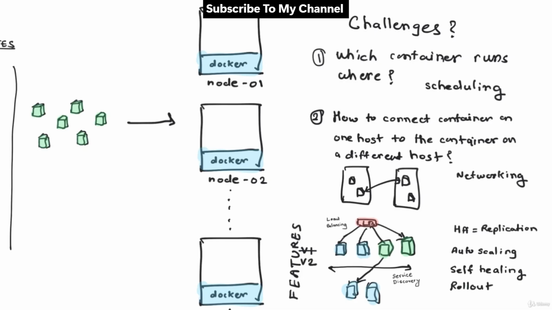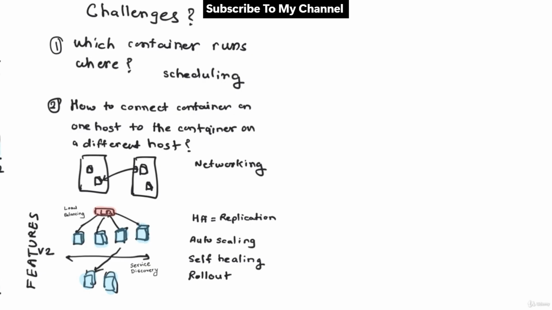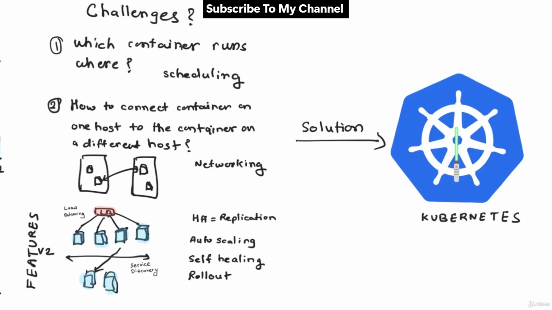And you also want to solve the problem of rollouts. How do you go from one version to another? And when you want to do that, you might want to define a deployment strategy. Let's say you do it in batches, one at a time, and so on. So your application rollout. So all of these features would be desired in a production-like environment. And how do you set that up? As you might have guessed, the solution can be the container orchestration engine. And that's where Kubernetes comes in. And that's why you need Kubernetes.